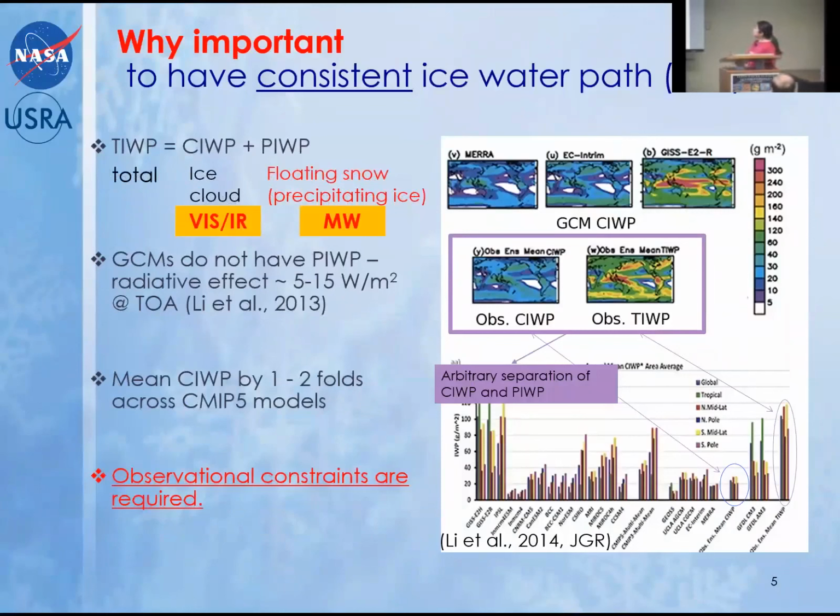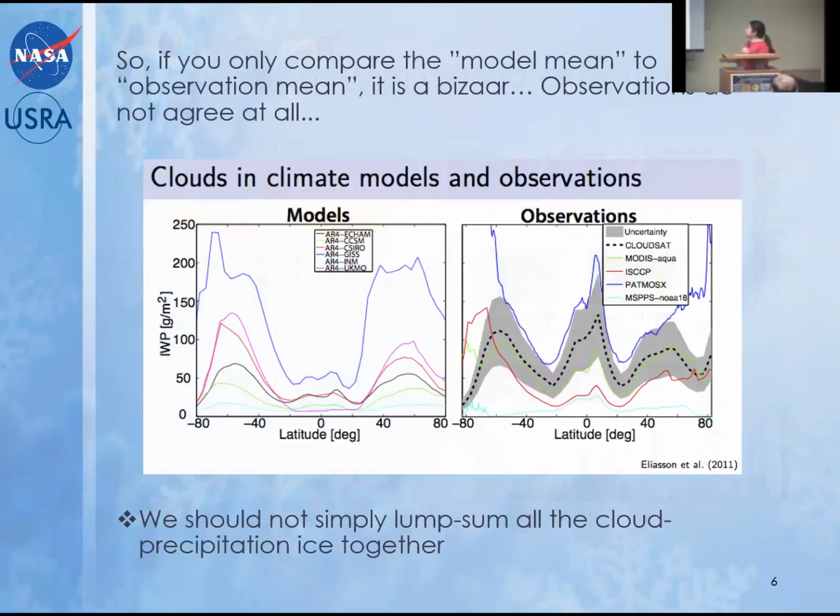And in the real world, the visible and infrared technique is mostly sensitive to the non-precipitating part, while microwave is sensitive to the precipitating part. So we want smart ways to combine their strengths in order to get the total. But if we only compare the mean, what would it look like? This is the latitudinal distribution of ice-water paths in the CMIP5 models and in the observations.